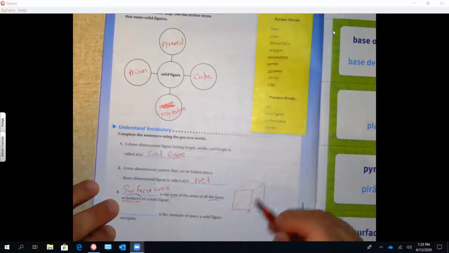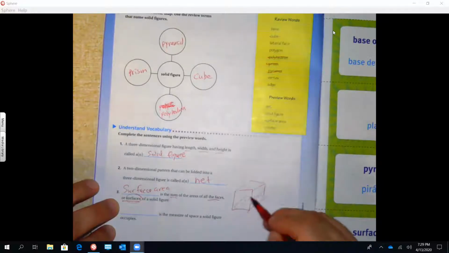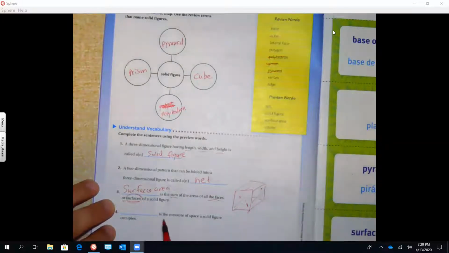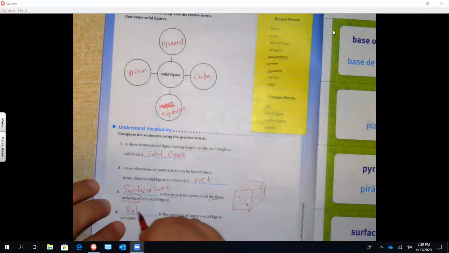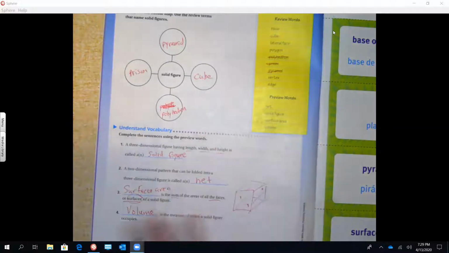So face, face, face. But remember, you only see three faces. Don't forget there's a bottom face, left, and the back. The measurement of space a solid occupies? That's volume. Volume is a measure of space a solid figure occupies. At any point in the video, I want you to pause and give yourself an overview.